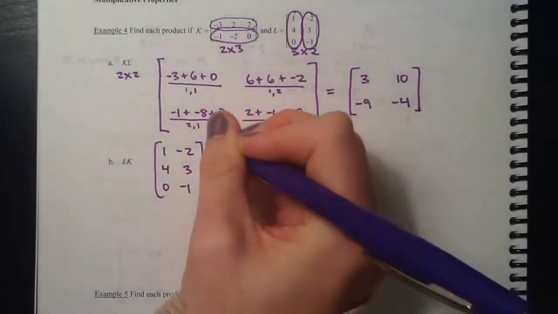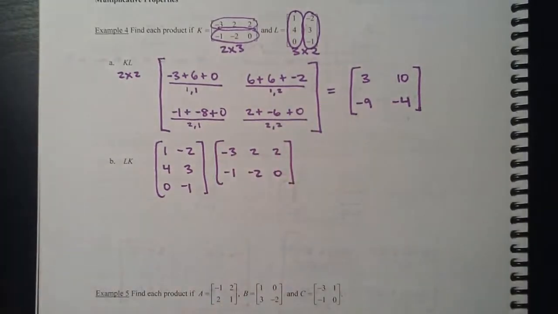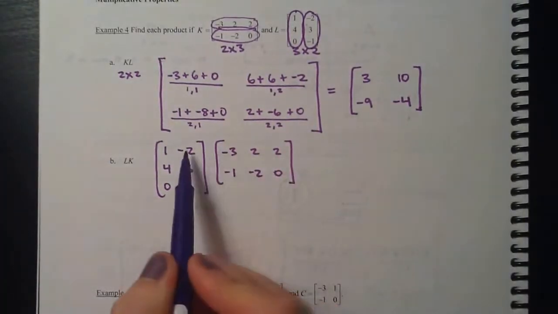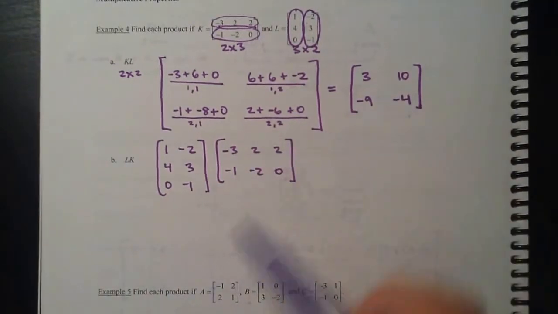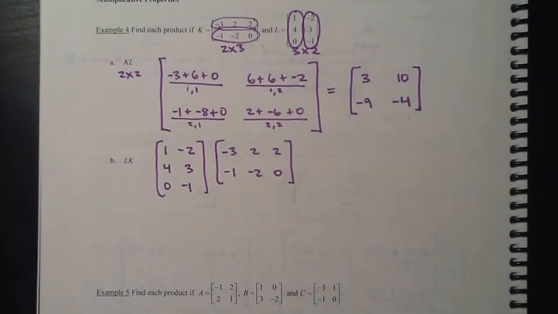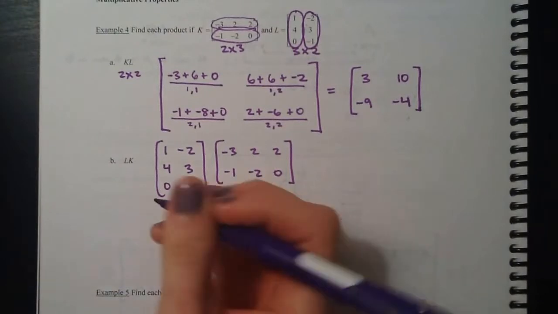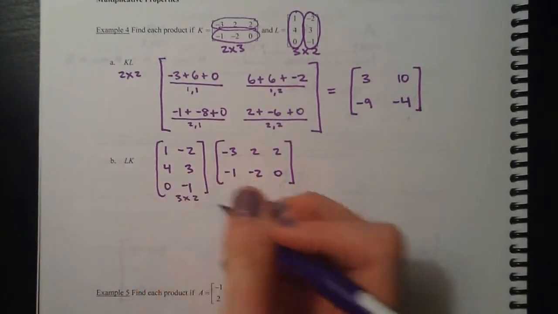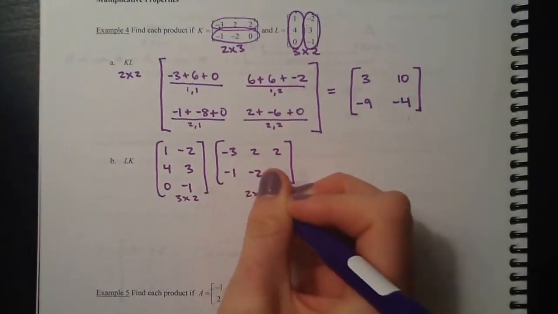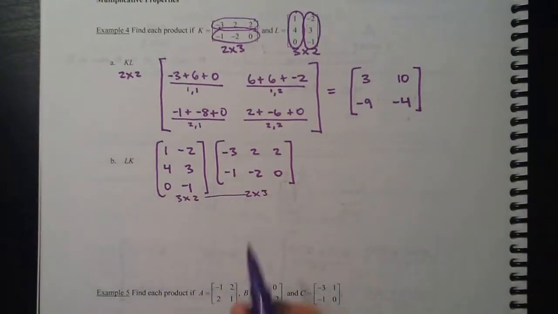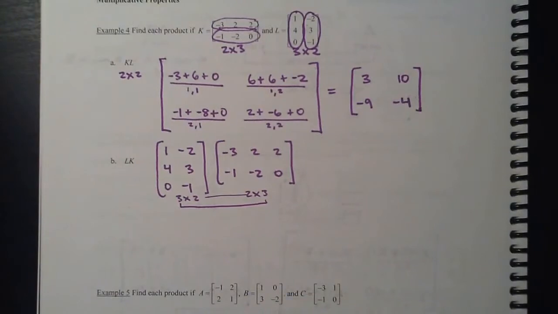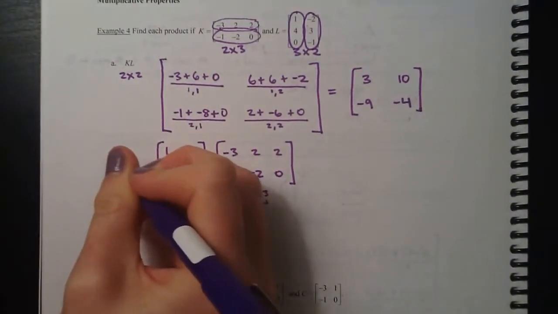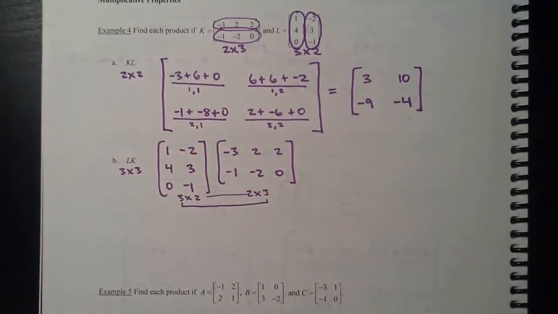Okay, and then here is L times K. So here's L, we're going to organize it in rows, and here's K, we're going to organize it in columns. So just so we know what we're expecting, L is a 3 by 2, K is a 2 by 3, so we're allowed to multiply them together since their middle dimensions match up, and the new matrix that we get is going to be a 3 by 3. Okay, so LK is going to be a 3 by 3 matrix, so we can set that up.